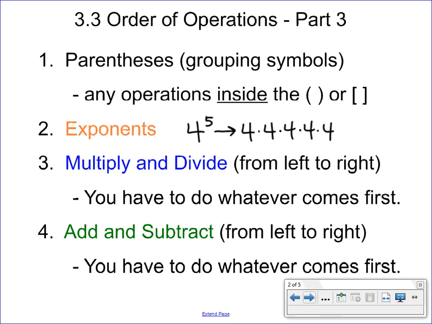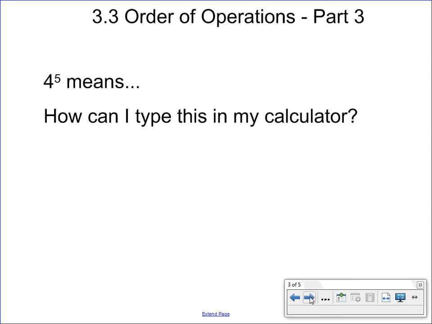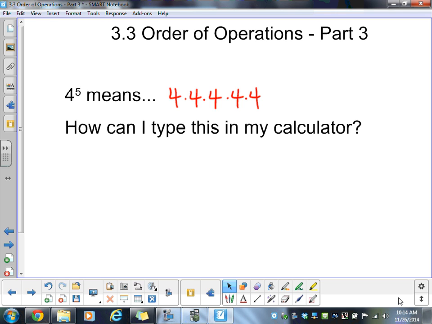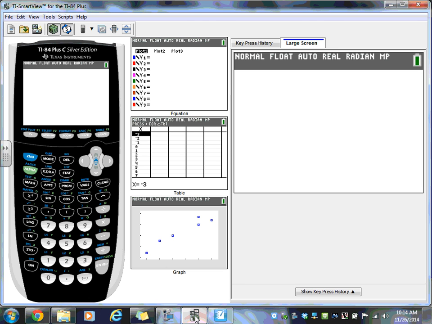I want to touch on exponents for a minute. We talked about what 4 to the 5th means. It means you're going to take the number 4 and multiply it times itself 5 times. Now you can do that on your calculator, multiply 4 times 4 times 4 times 4 times 4, or there's a way we can do this a little bit more efficiently.